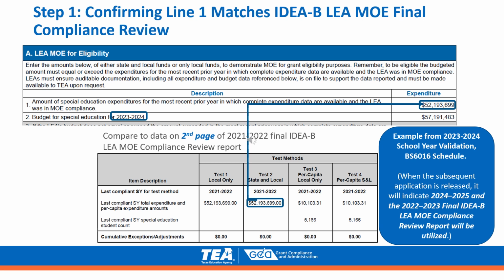This is an example from the previous validation season of where we're matching the amount that's being reported on the special education consolidated federal grant application on the BS 6016 schedule, line 1 amount, with what is represented on the second page of the most recent final compliance review report. We're checking to make sure that one of the 4 test method expenditure amounts is what's being reported in line 1A.